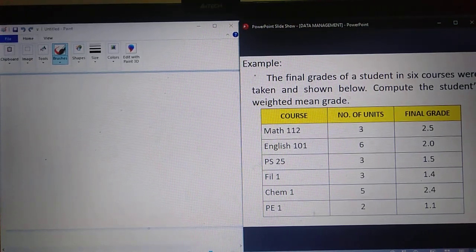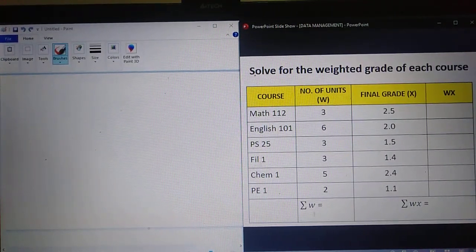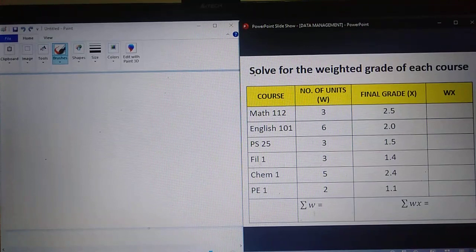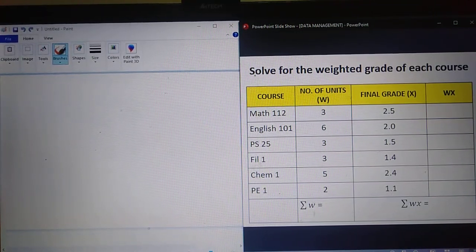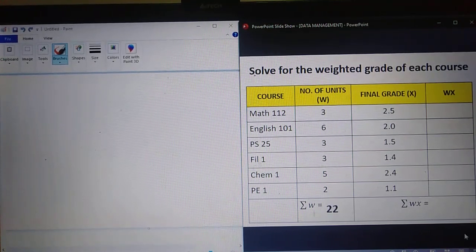Okay, let's compute. So always remember dito na dapat yung number of units and the final grade, ilagay mo kung ansan dyan ang W at saka saan dyan ang X. Okay, so first let's substitute number of units into W and then the final grade into X. But before we continue, since may simbolo dito ng summation and then W daw, kunin natin yung sum ng W. So i-add mo lahat yung total number of units, and we can get the sum of 22.